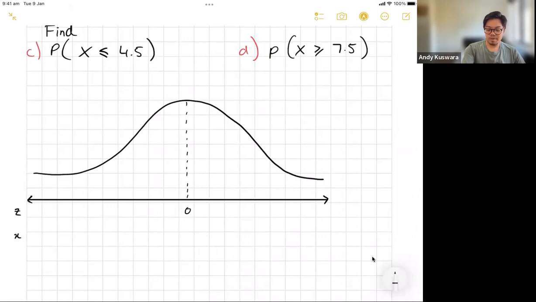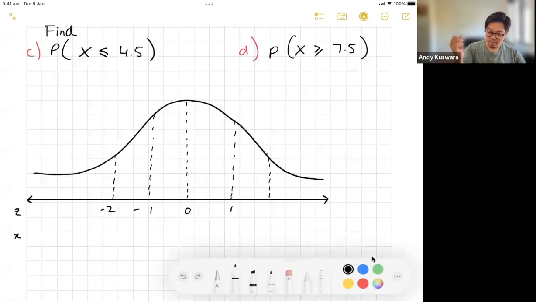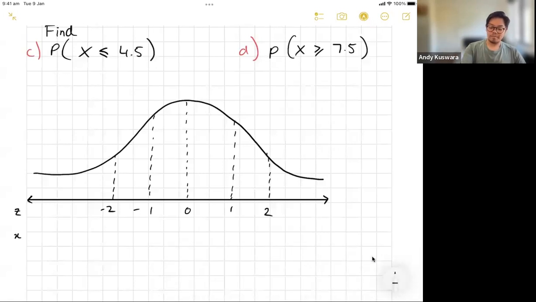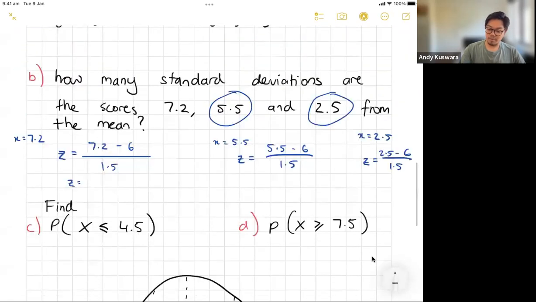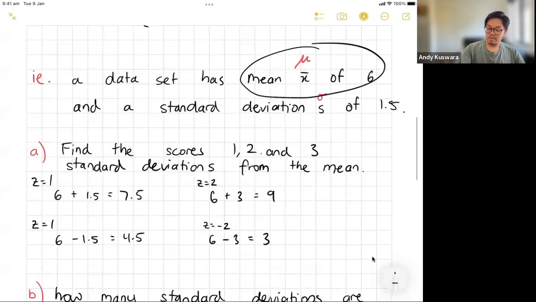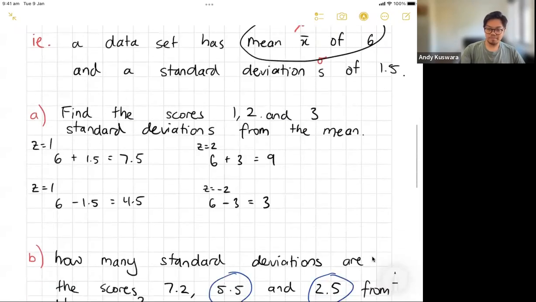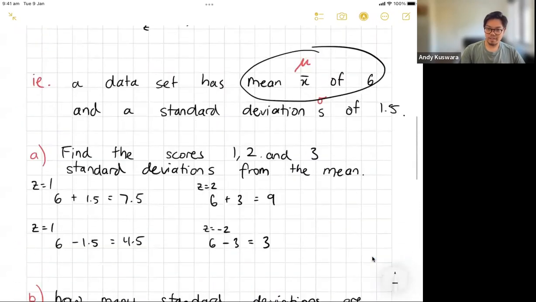So we know we've got 0, and pretending that I did these evenly, I'm just going to go from -2 to 2 because I don't think we'll need 3 for this question. And of course, I would write 3. Now, in the middle is your mean. The mean of this data set, which we read from all the way up here, was 6, and we also had a standard deviation of 1.5.